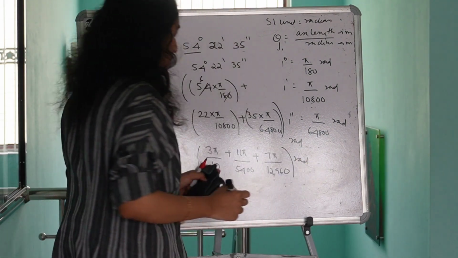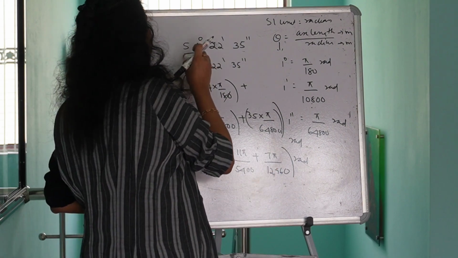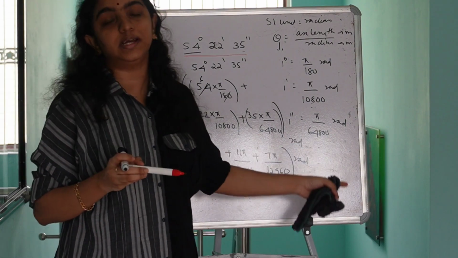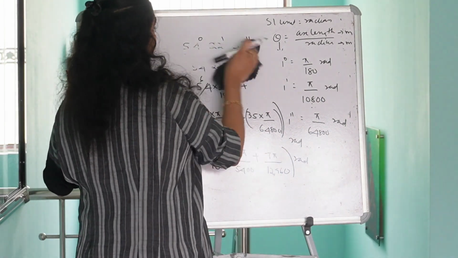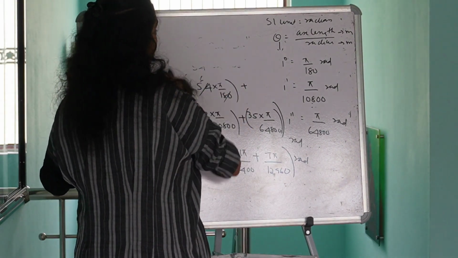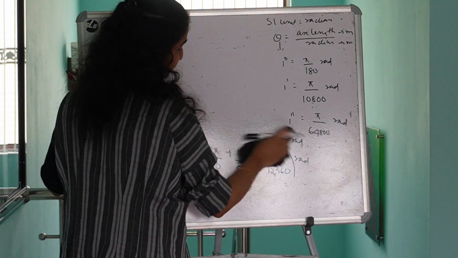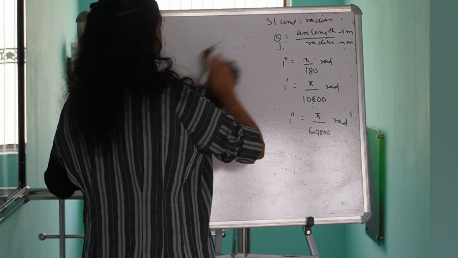Once you add all these values, you will get 54 degrees 22 minutes 35 seconds in radians. Is it clear, guys? Let's see one more example, and then let's discuss the second method for the conversion. The first method is comparatively easy.